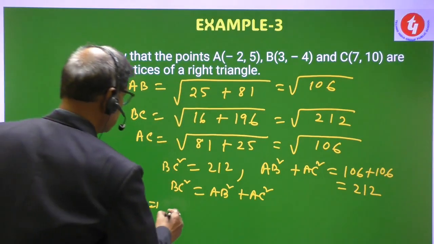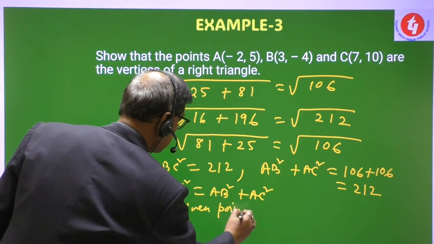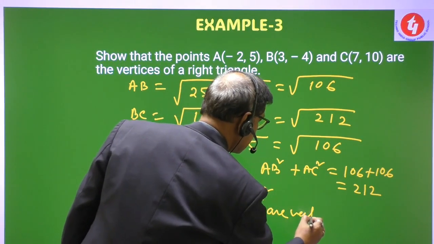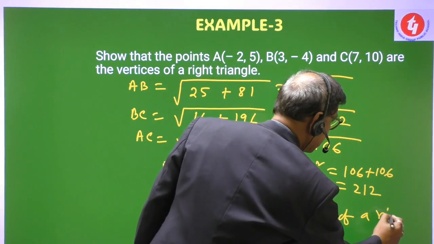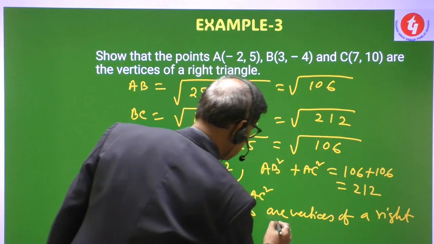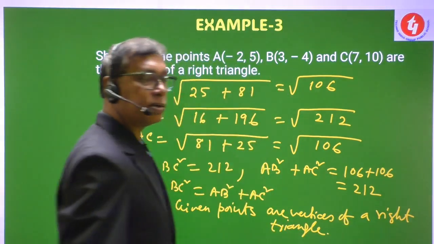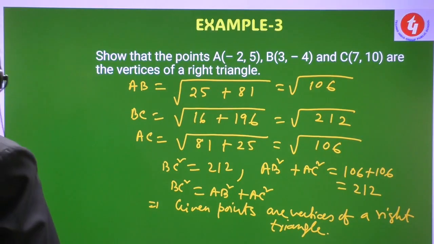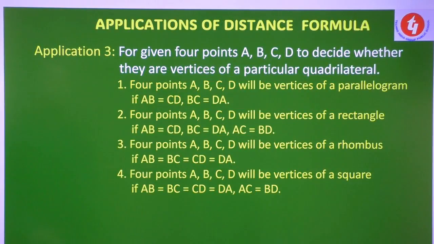Yes. So the given points are vertices of a right triangle. Right triangle. Clear? This part is clear? Okay. So now application 3.